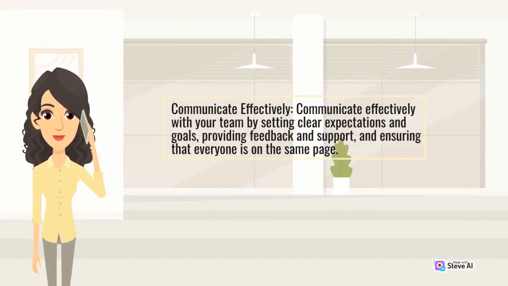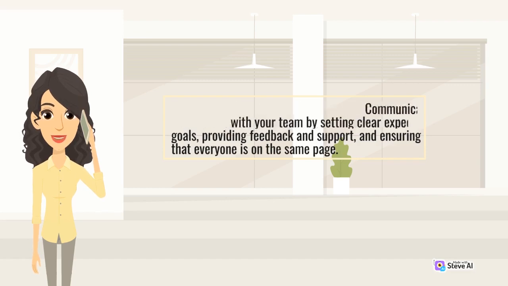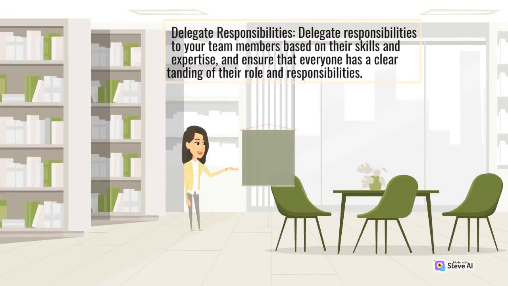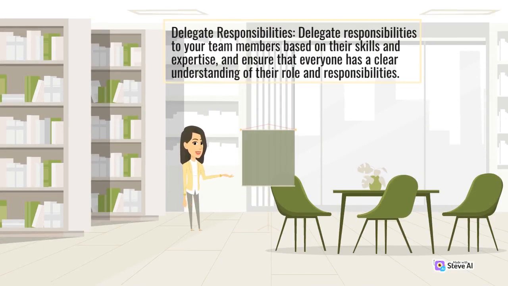Communicate effectively. Communicate effectively with your team by setting clear expectations and goals, providing feedback and support, and ensuring that everyone is on the same page. Delegate responsibilities. Delegate responsibilities to your team members based on their skills and expertise, and ensure that everyone has a clear understanding of their role and responsibilities.